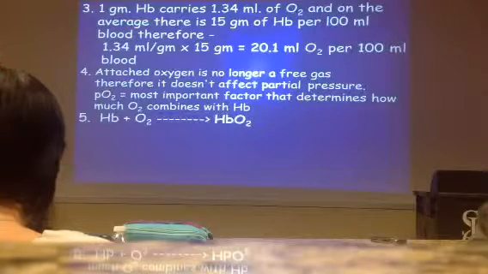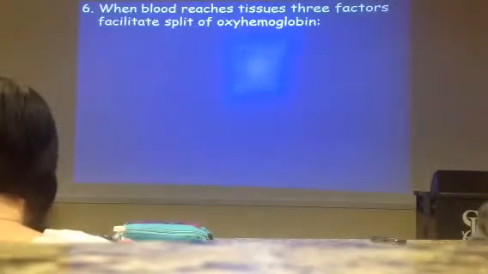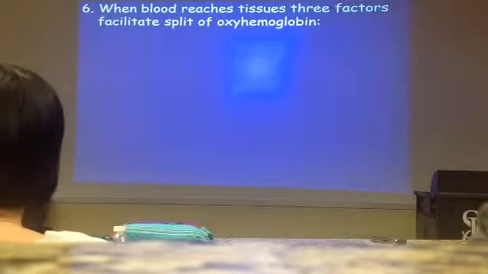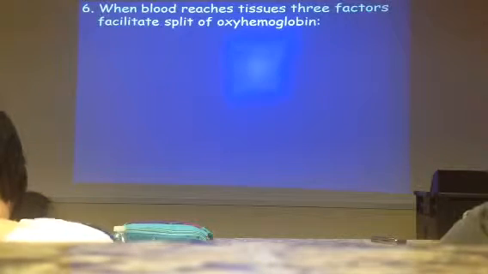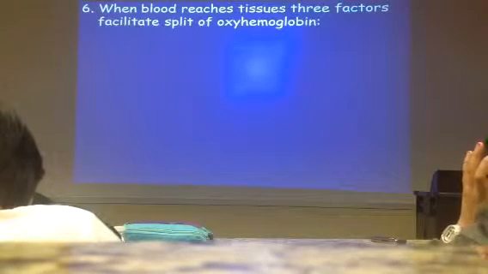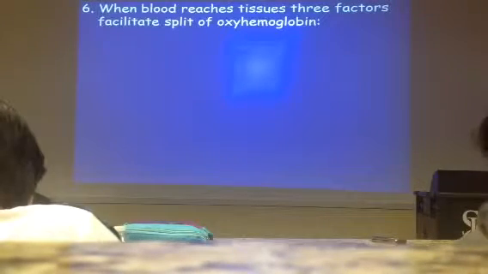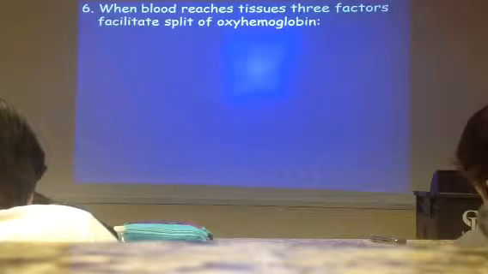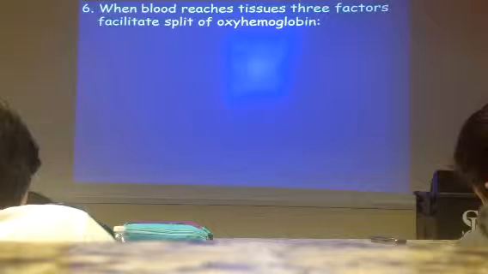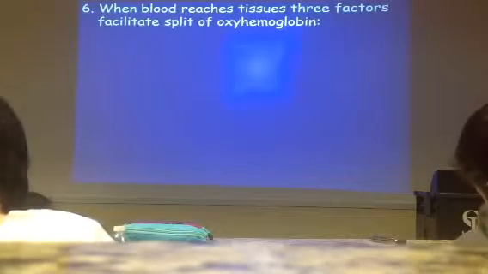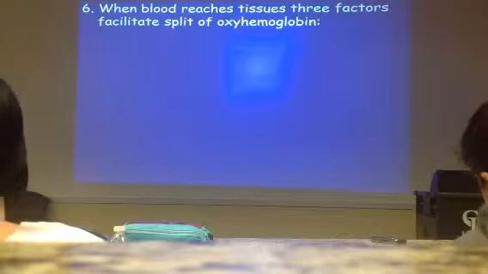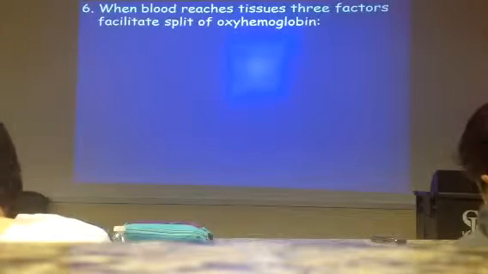All right. But right here, everybody. Now look. This has to do with pressure changes. When blood reaches tissues, three factors cause or facilitate the splitting of oxygen from the hemoglobin. Or what makes the hemoglobin, quote, give it up? Give up what? The oxygen. What makes the hemoglobin do it when the oxyhemoglobin gets to tissues?